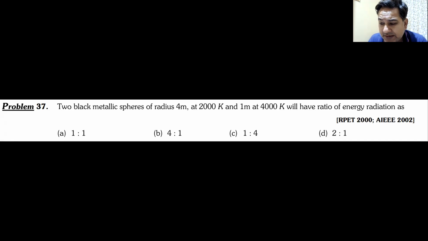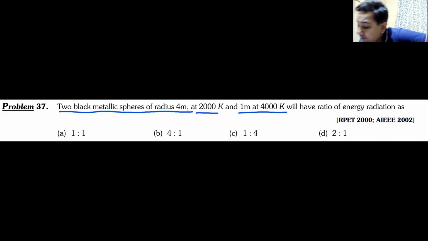Problem number 37. You have the notes with you? Yes or no? The sheet is there with you, so you can check the problem from the sheet. Problem number 37. And the problem is pretty simple. Two black metallic spheres. When I say black, I am referring to a black body. Radius is 4 meters. One is at a temperature of 2000 Kelvin, and the 1 meter one is at a temperature of 4000 Kelvin. What is the ratio of the energy radiated?